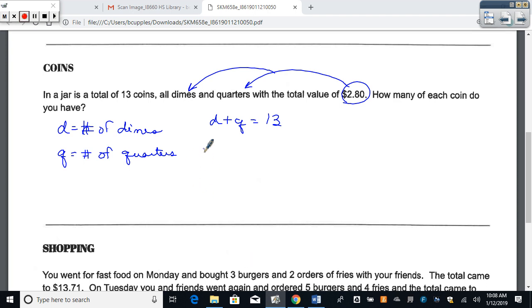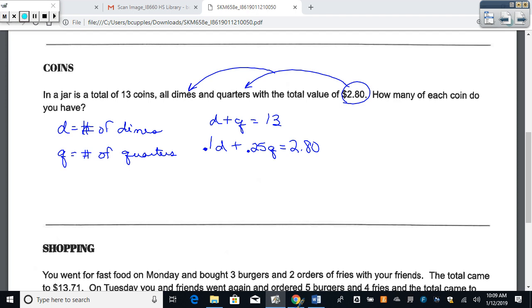So we know a dime is 10 cents, so I'm going to go ahead and do this. 0.1, that's 10 cents, or 0.10, okay? A tenth of a dollar, 10 cents. And quarters, 0.25Q, equals 2.80, 280 cents, okay?